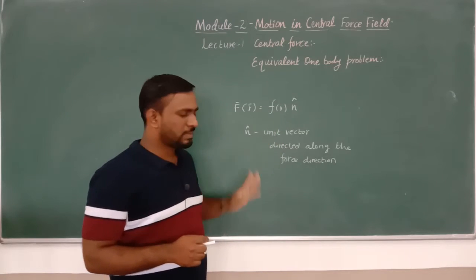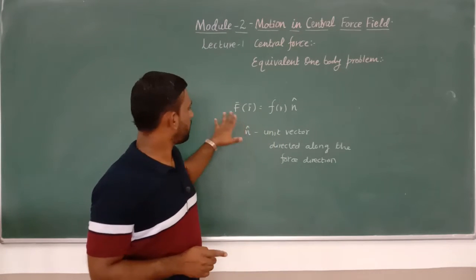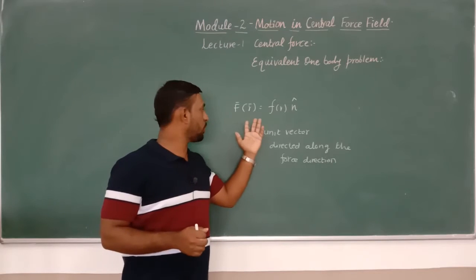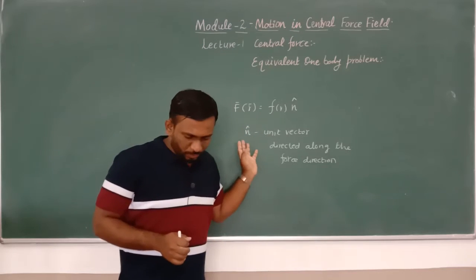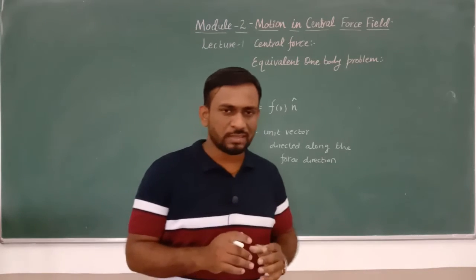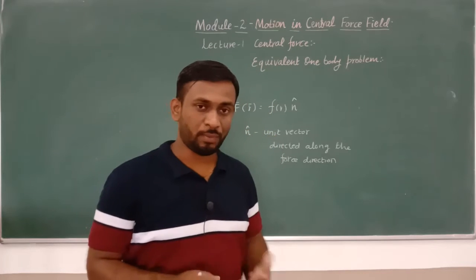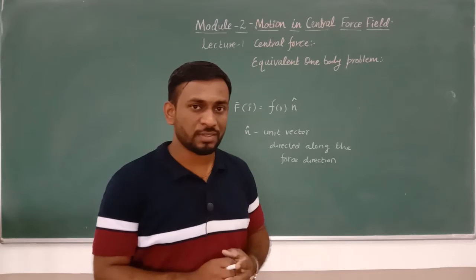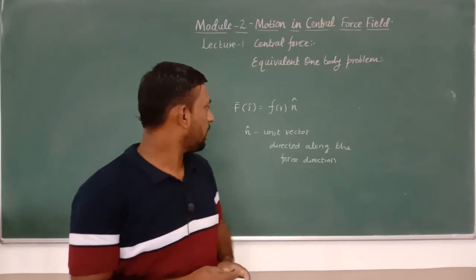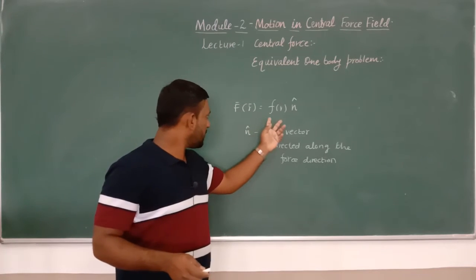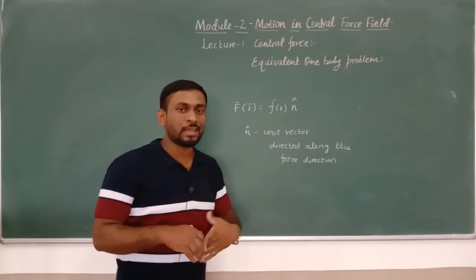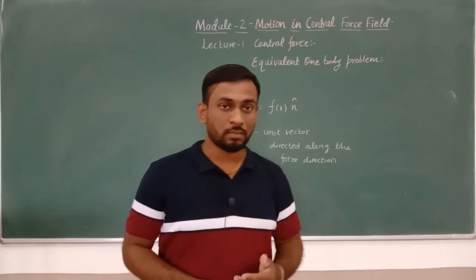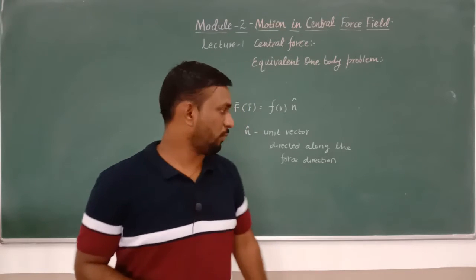This is just the formula for the central force. What should be the nature of the central force? From this formula, F bar equal to F of R n cap, can we define whether the force is attractive or repulsive? Yes, obviously, based on this F of R value we can categorize whether the force is a repulsive force or an attractive force.